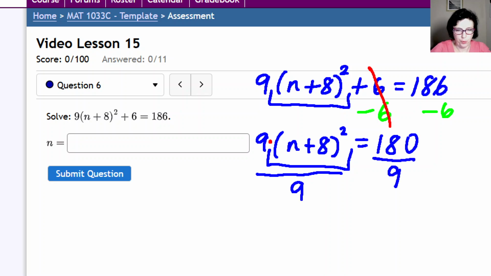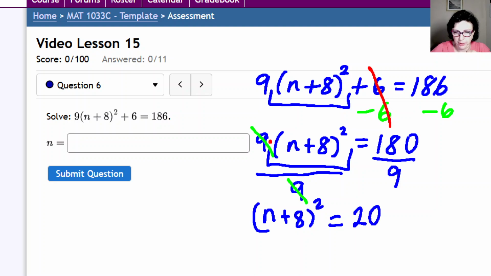All right, so what does that tell us? That this 9 is going to cancel. And now we achieved what we wanted. We isolated the square on one side, and then 180 over 9, that's going to be 20. Now we can use the square root property.